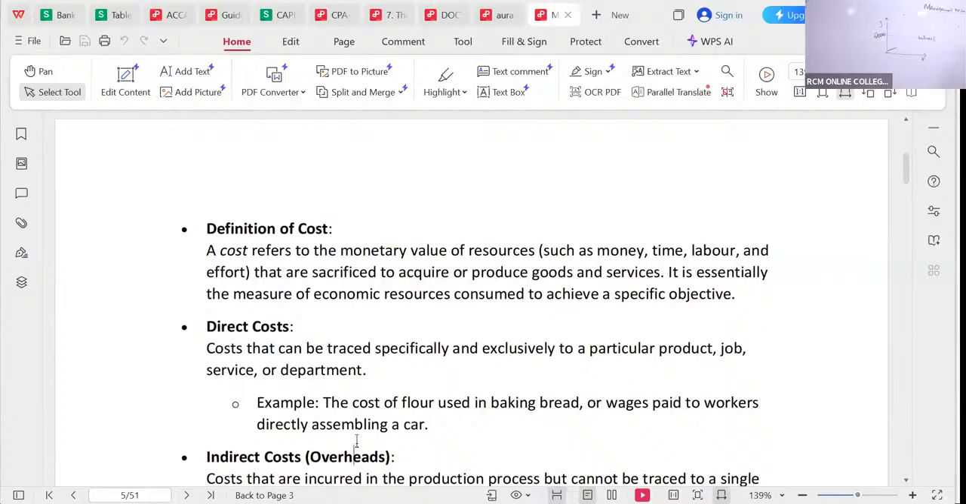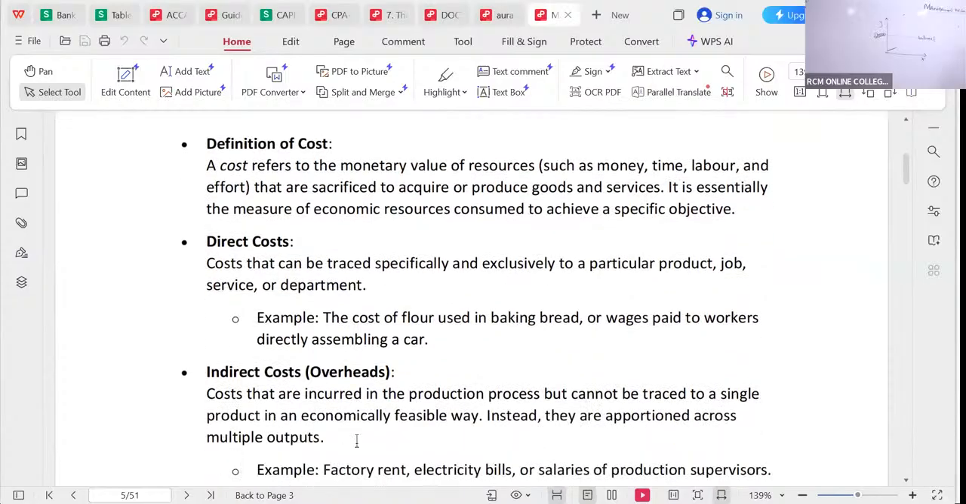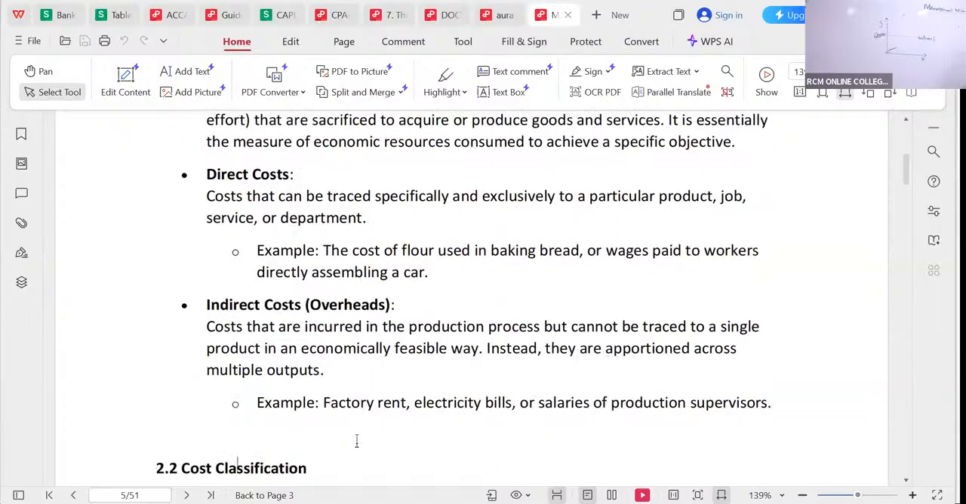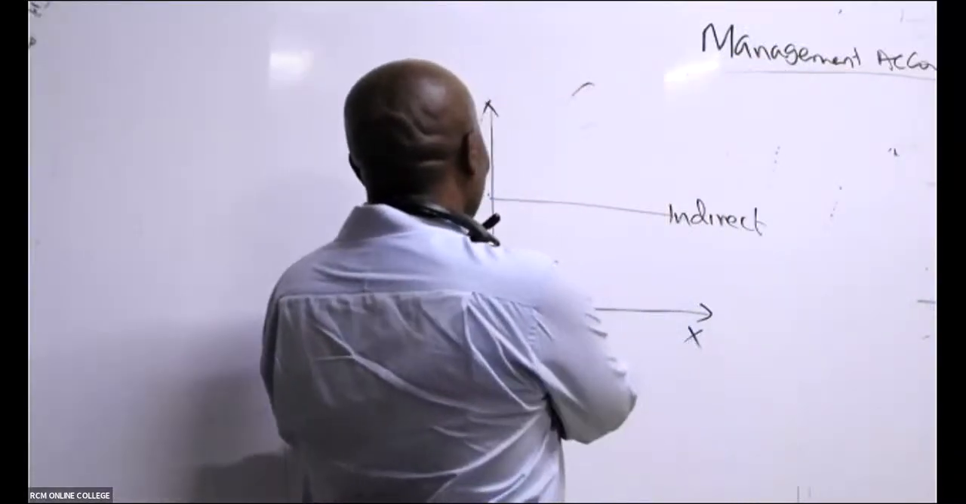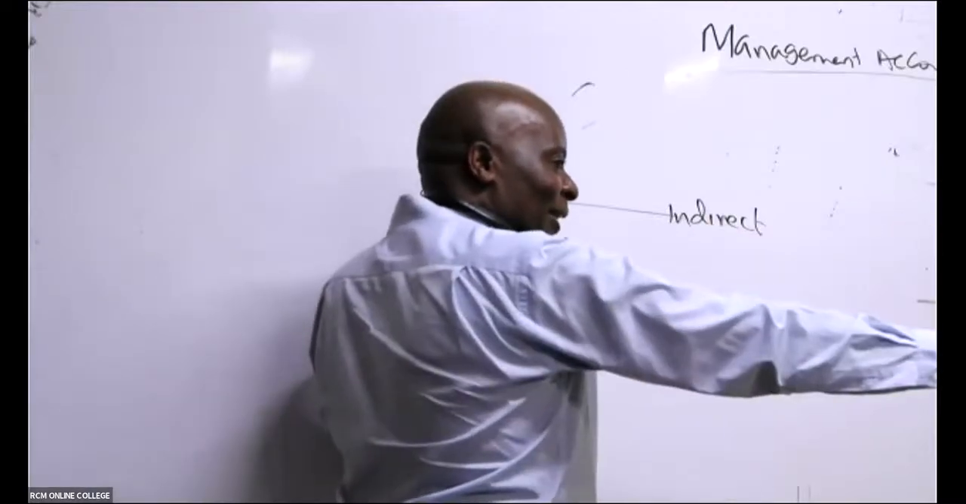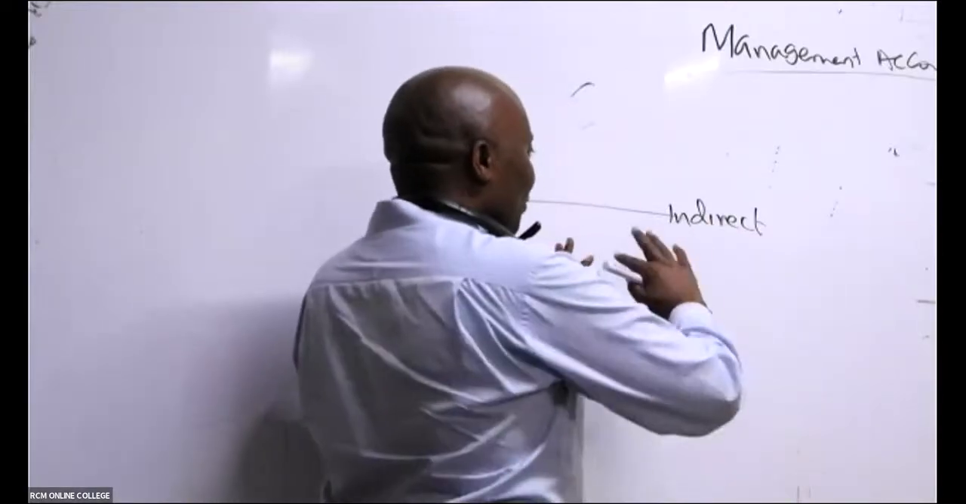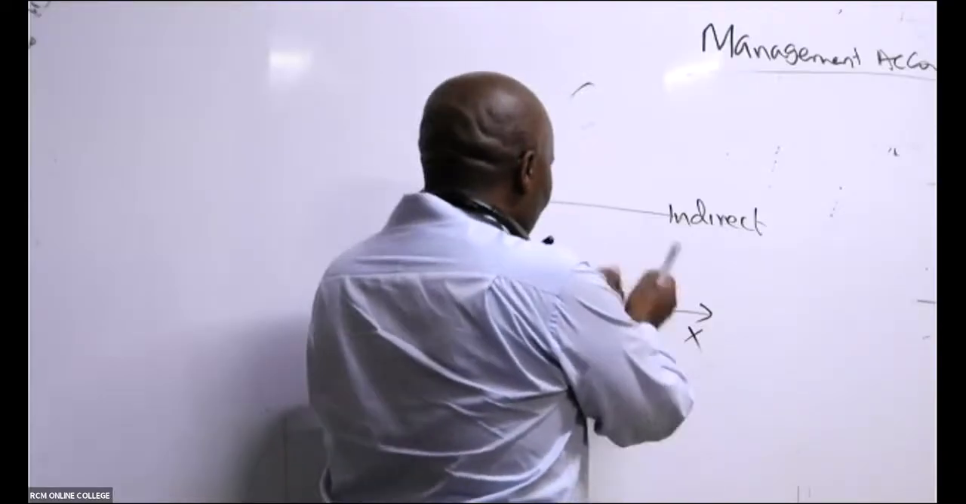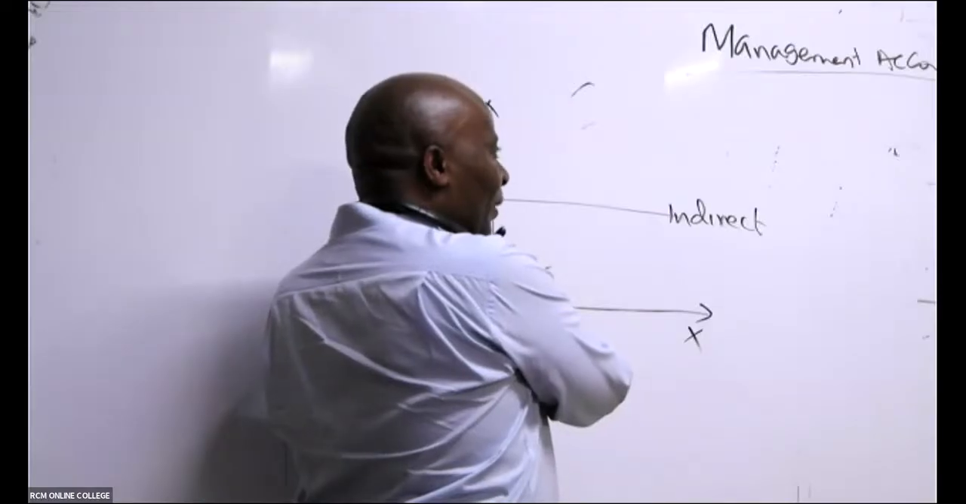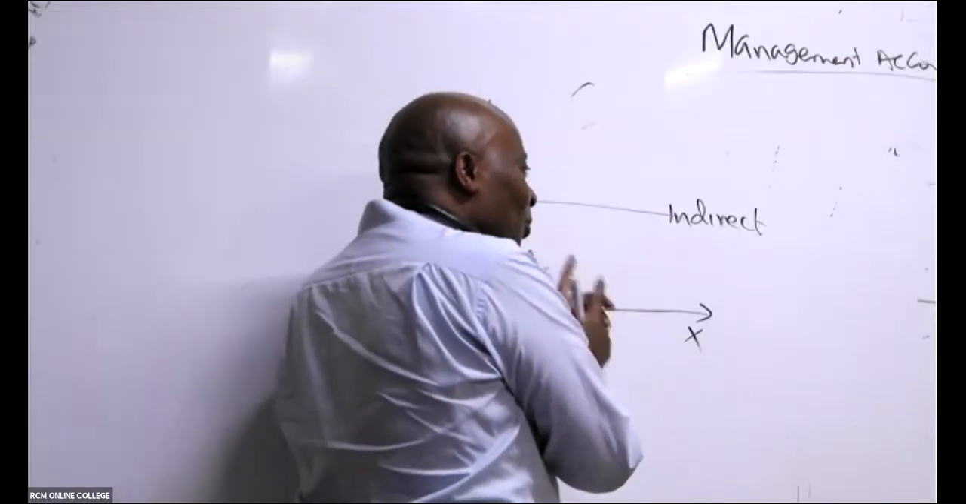These are costs that are incurred in the production process, but cannot be traced to a single product in an economically feasible way. Instead, they are apportioned across multiple outputs. So in this case, for example, the rent that we pay here, if you're paying this rent of 20,000, you can't say that this 20,000 was paid by this student. You guys are able to put together this money in the form of school fees. And then from that particular bucket, we want to pay what here. But there are expenses for sure that we shall be able to trace to you.